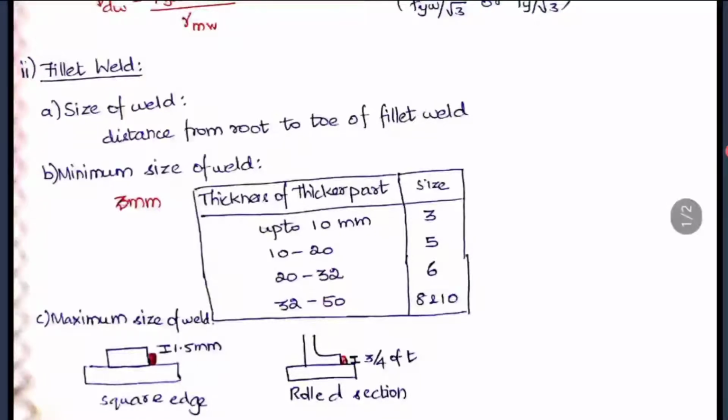When you go for the maximum size of the weld, it is based on two types: plates having a square edge, and plates having a rolled edge. Rolled edge is for rolled sections. For square edge, the thickness of that plate minus 1.5 mm should be the maximum size of the weld; that is what I have drawn here. For a rolled section, out of the thickness of that rolled section, the maximum size of the weld can be 3/4th of that thickness. These are the two maximum sizes of the weld that can be adopted for this fillet weld.